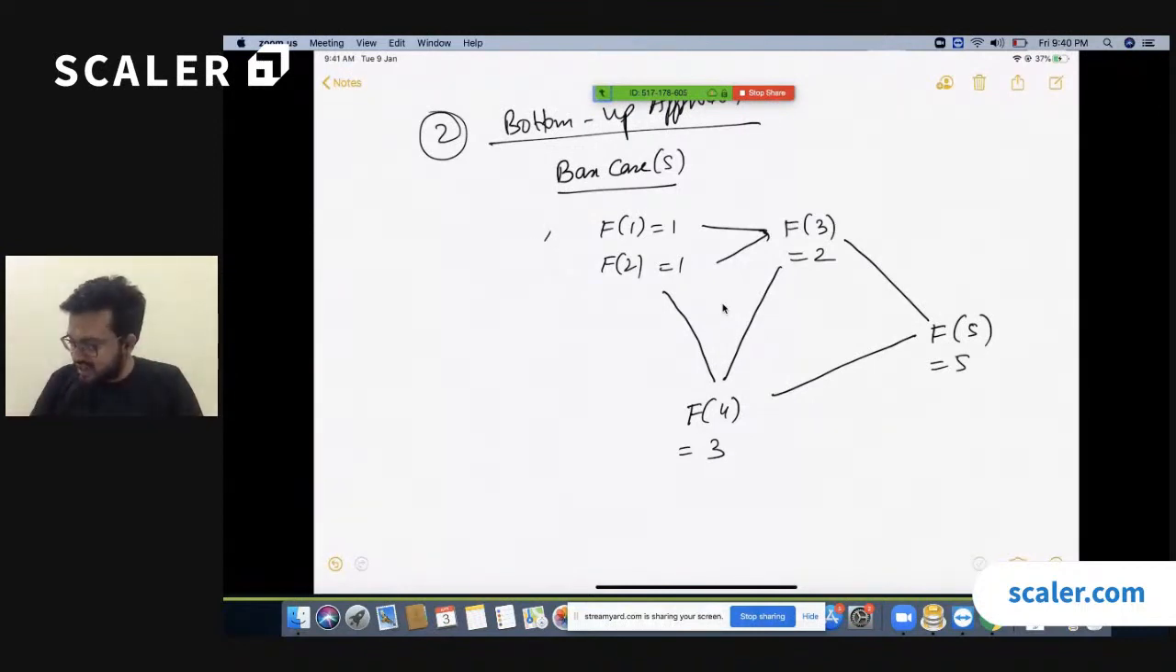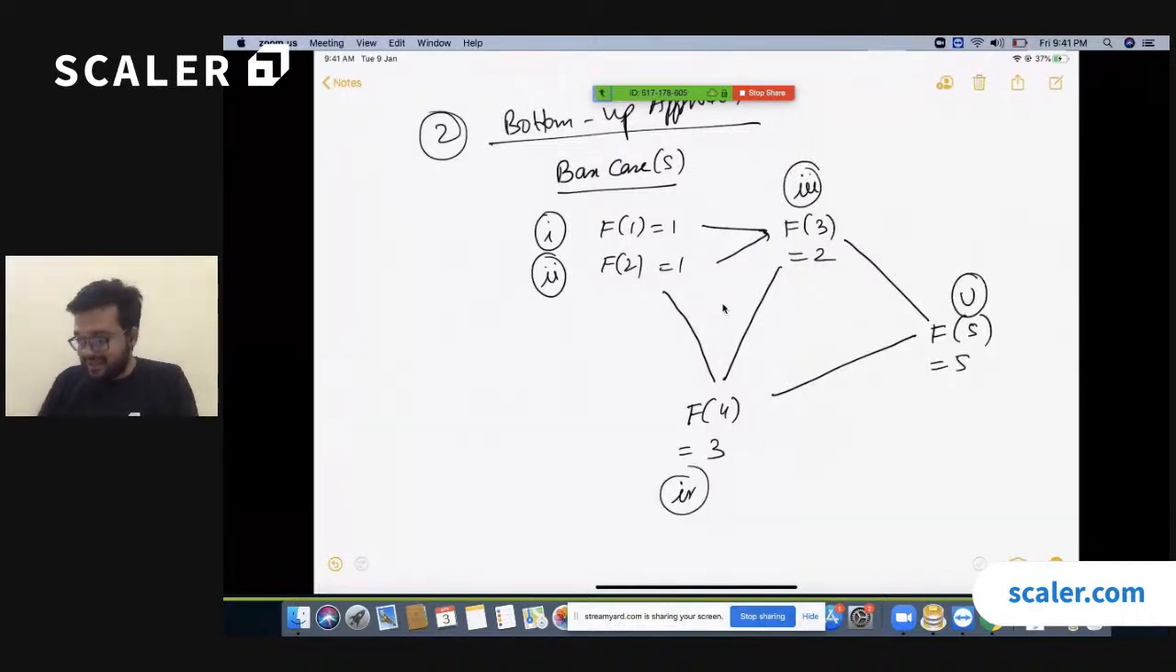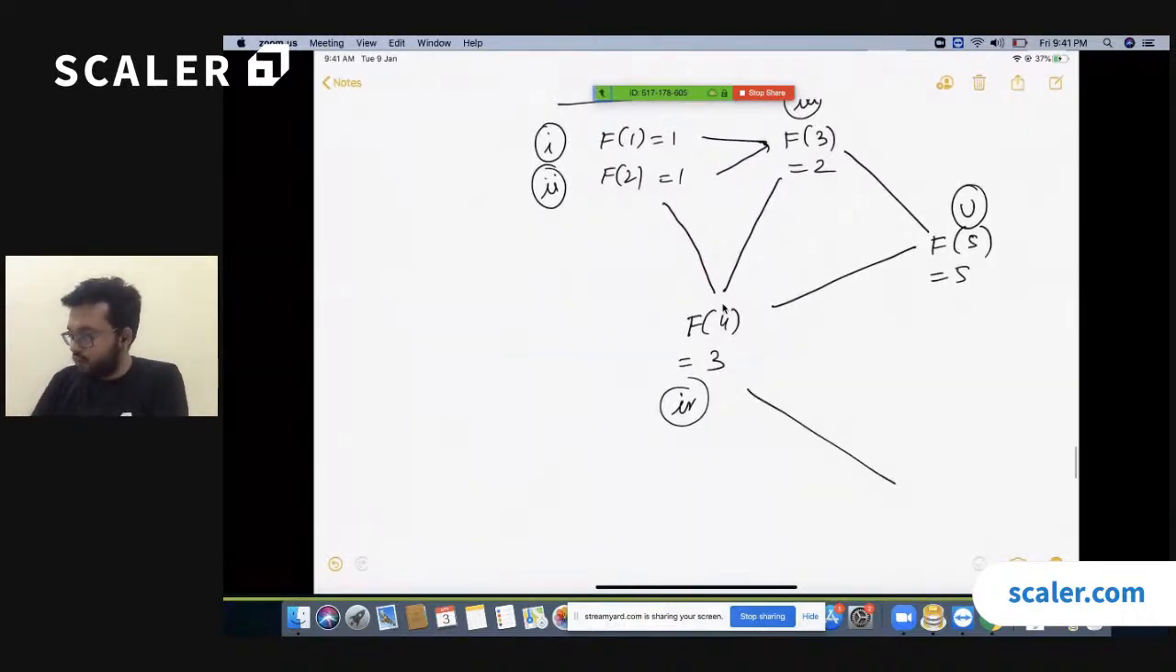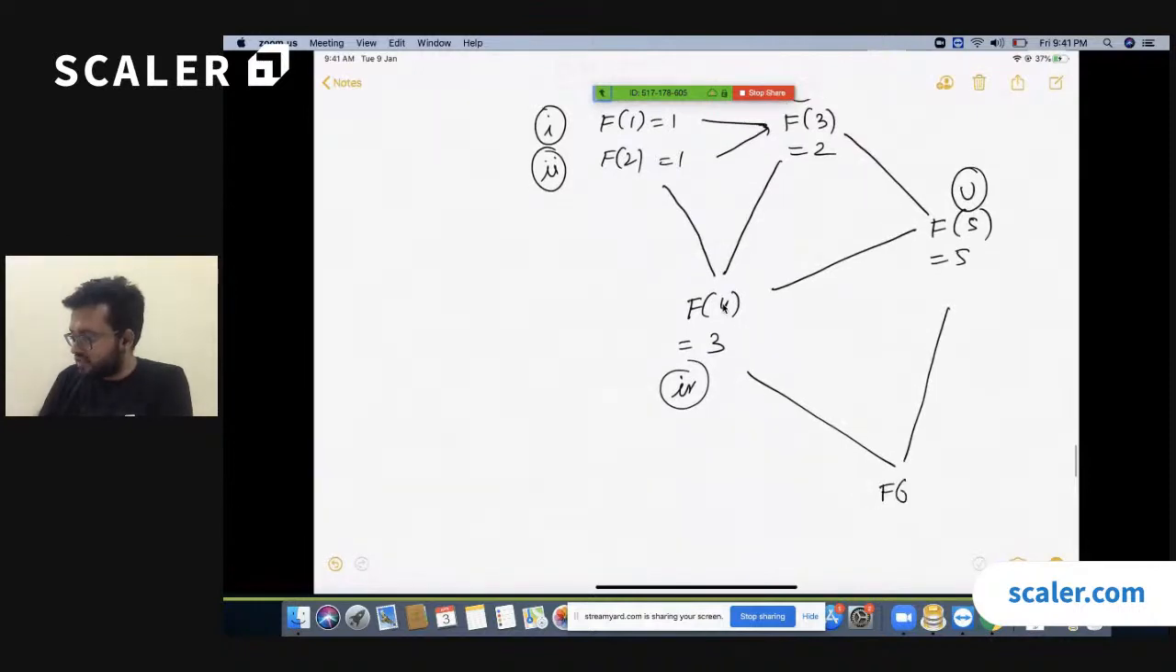So this was the first answer that you knew just by the base case. Second answer that you knew just by the base case. The third answer that you computed was this. The fourth that you computed was this. The fifth that you computed was this. And the sixth would be, just using f of 4 and f of 5, you can compute f of 6, which would just be 3 plus 5, which is 8. And this would be the sixth step that you compute.